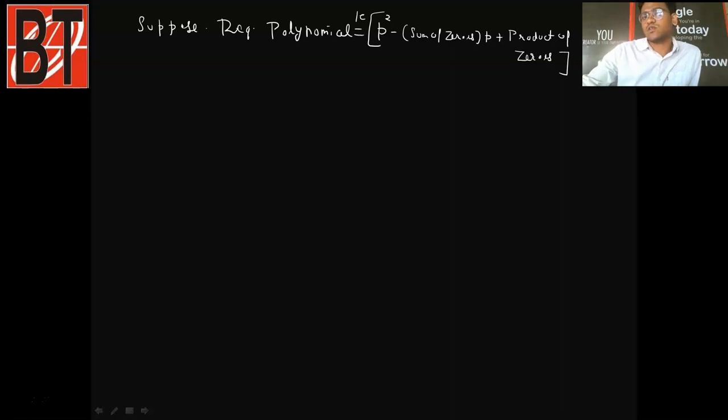Okay, suppose the required polynomial is in this form: k times p square minus sum of zeros into p plus product of zeros. Yes, I can first write the required sum of zeros. The required sum of zeros is nothing but 1 upon 2 alpha plus 1 upon 2 beta. Clear? Now students, if I take the LCM, 1 upon 2 can be taken common, and it's nothing but 1 upon 2 into (1 upon alpha plus 1 upon beta).